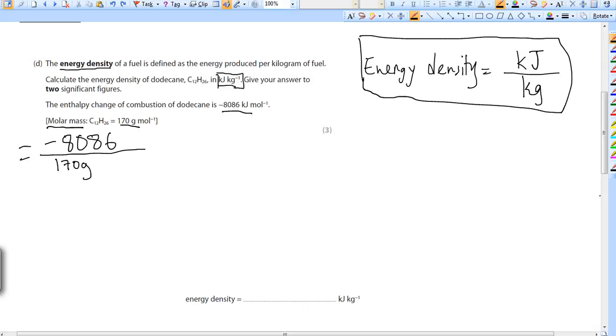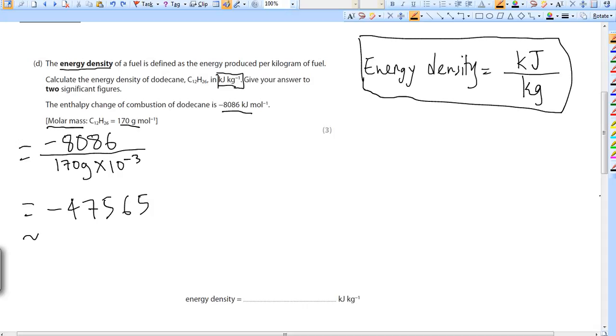Here it is in gram, so we need to convert this to kg. For that we multiply 170 by 10 to the power minus 3. Since this is in gram, we multiply by 10 to the power minus 3, and that's it. You will find the answer. If we evaluate this value, it gives us minus 47565. Let us round this up.